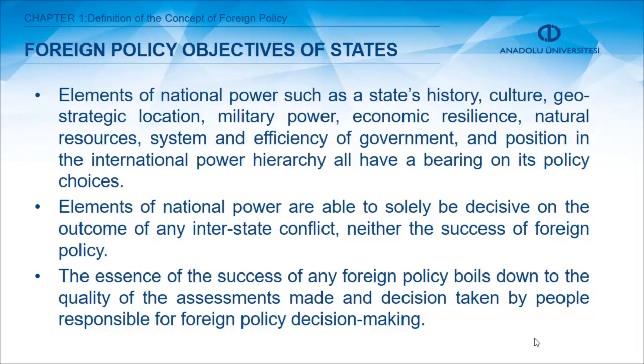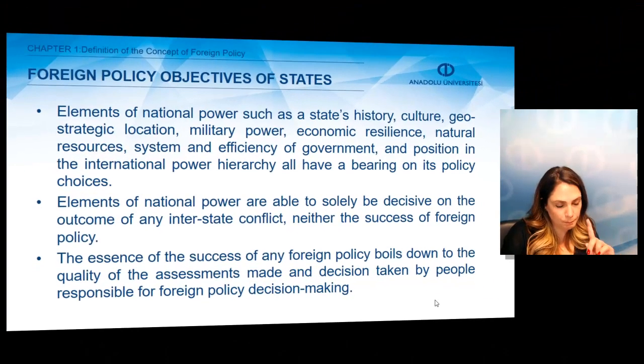Now, elements of national power are not able to solely be decisive on the outcome of any interstate conflict, nor the success of foreign policy. The essence of the success of any foreign policy boils down to the quality of the assessment made and decisions taken by people responsible for foreign policy decision making. This means that a decision maker, before reaching a decision on a foreign policy objective, has to rationally assess the national power of the country. If you cannot evaluate your power in your hand, you will probably fail in reaching your foreign policy objective. Thank you for listening and watching this lecture.